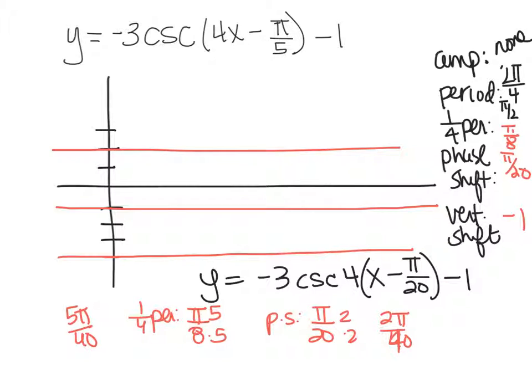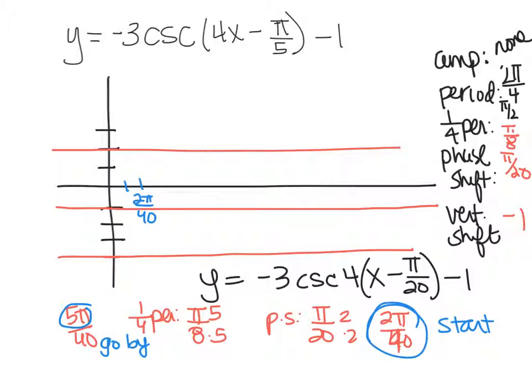So I'm going to start here. This is where I start, and then this is what I'm going to go by. Okay, so I go over to 2 pi over 40, and now I have to count 5 pi over 40s on from that. So I'm going to go 1, 2, 3, 4, and 5.